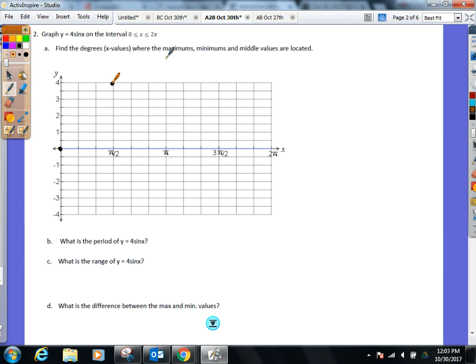Pi, where's my original sine curve? 0. Is that going to move it by multiplying it by 4? Nope. Graph it. 3 pi over 2. Usually it's at negative 1. But when I multiply it by 4, it's going to go to negative 4. Graph it.